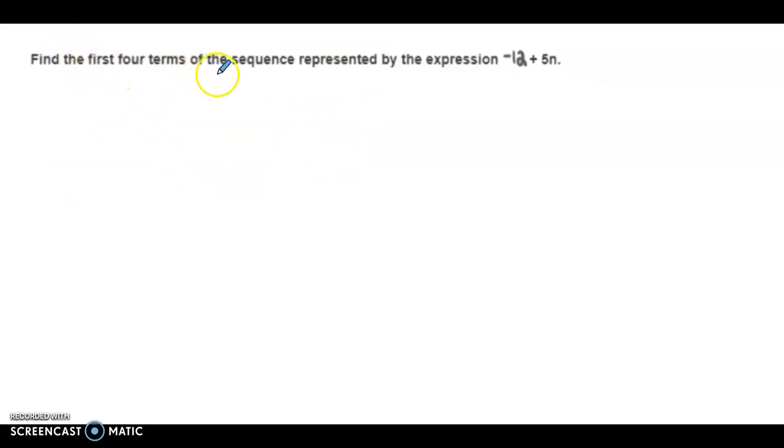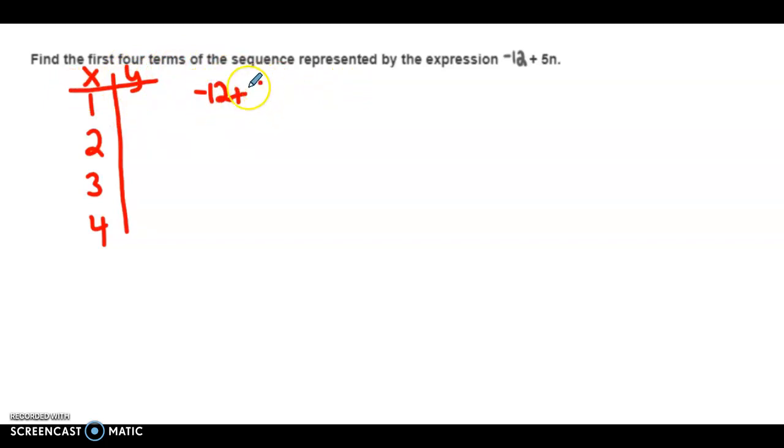Find the first 4 terms of the sequence represented by the expression negative 12n plus 5. Since we want to find the first 4 terms, we're just going to take 1, 2, 3, and 4, and input them for the letter n. I like to make this as a table to begin with. You don't have to make it an X and Y table, but that's how I'm going to do it. For the first term, I'm going to take negative 12 plus 5 times 1. I'm putting a 1 in. And then this is just calculator work. 5 times 1 is 5. Negative 12 plus 5 is negative 7.